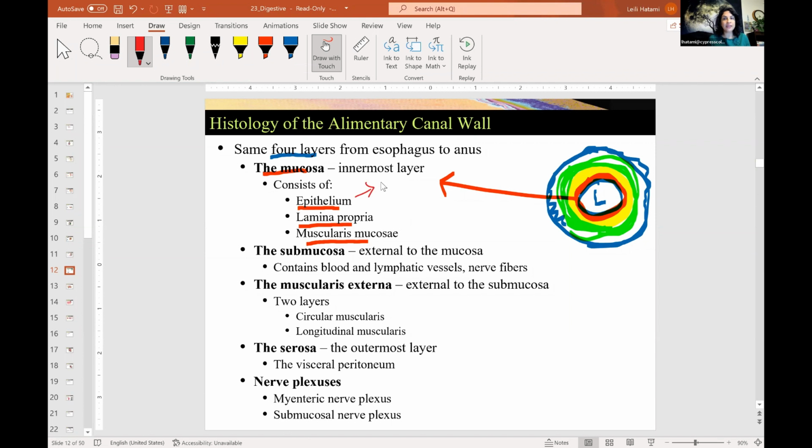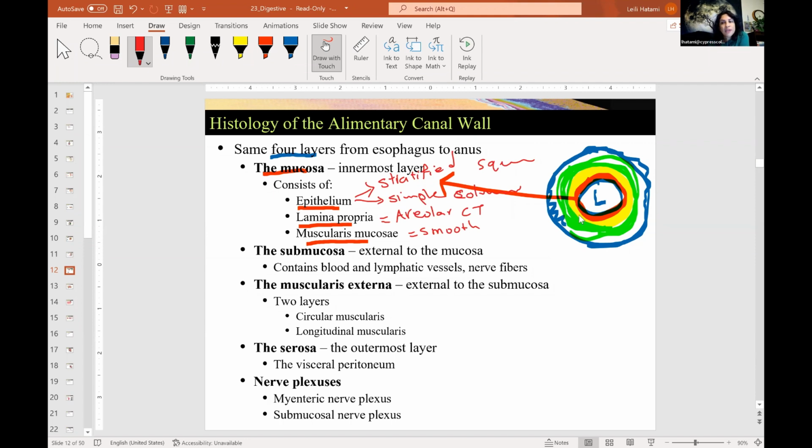So the epithelium can be stratified squamous epithelial tissue in the esophagus, or can be simple columnar epithelial tissue from the stomach to the rectum. What is the lamina propria? Lamina propria is the areolar connective tissue which can be found beneath the epithelium. We call this tissue the lamina propria. And the muscularis mucosa is a very thin layer of smooth muscle which can divide or separate the mucosa from the submucosal layer.